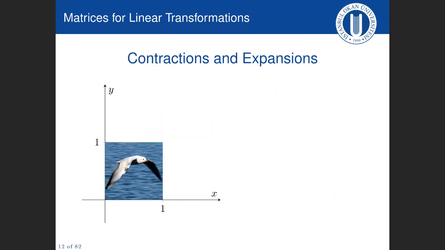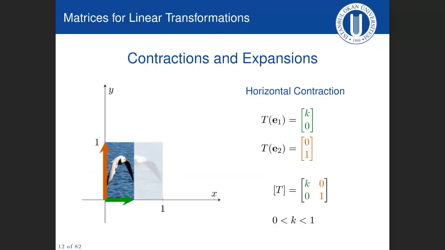We could do contractions and expansions. Look at the picture. Let's suppose we squash everything horizontally. If we do horizontal contraction, then the orange vector stays as it is, no change. But the green vector, which was originally the vector (1, 0), gets squashed or contracted to a new vector (k, 0) for some number k, depending on how much we squash this. The standard matrix for this horizontal contraction is k, 0, 0, 1.